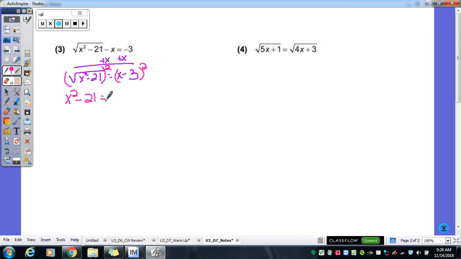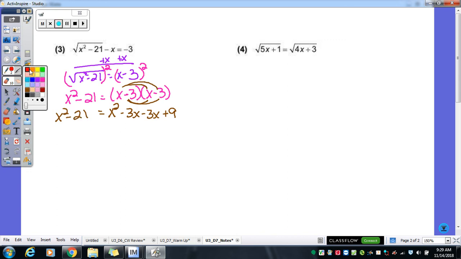So over there on the left side, we got x squared minus 21. On the right side, x minus 3 squared. Write it twice and multiply, because if you guys don't write it twice, you will keep making the same mistake and not multiplying it correctly. So x minus 3 squared is x minus 3 times x minus 3. That would give me x squared minus 3x minus 3x plus 9. We got to distribute that thing out.